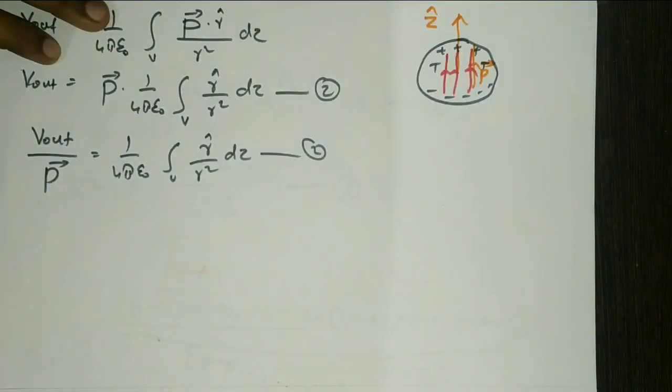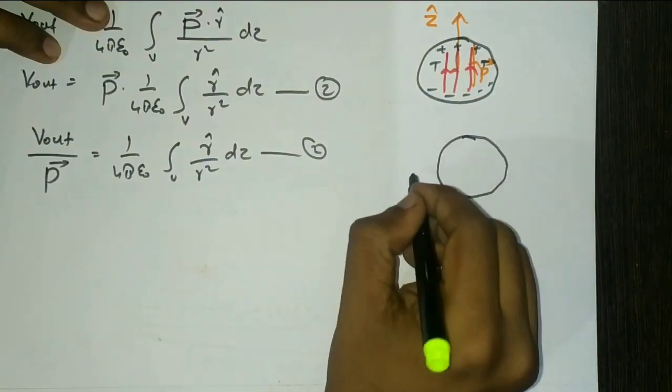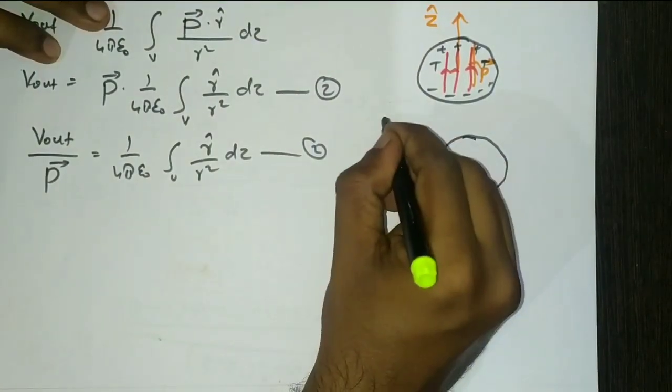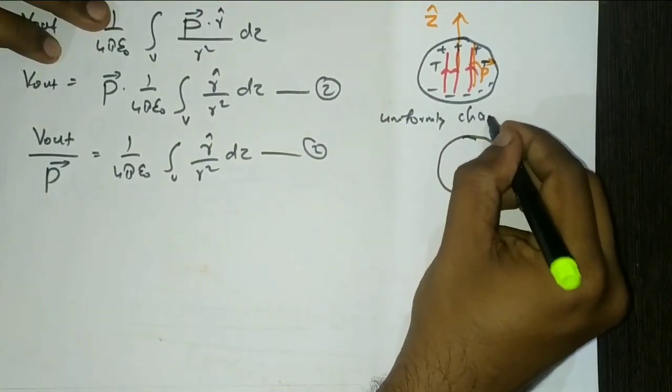Now, if I consider another sphere, the sphere is a uniformly charged sphere.